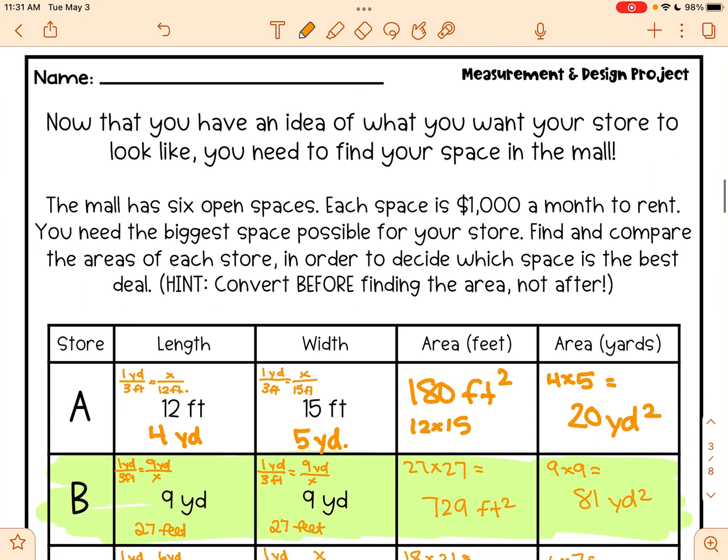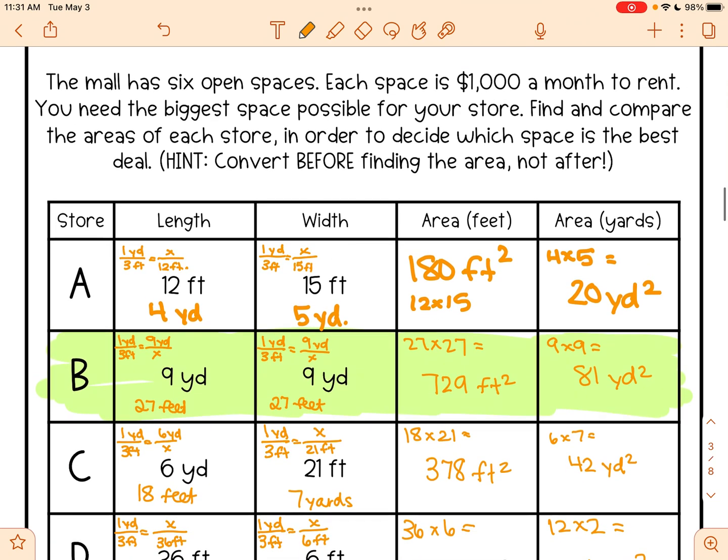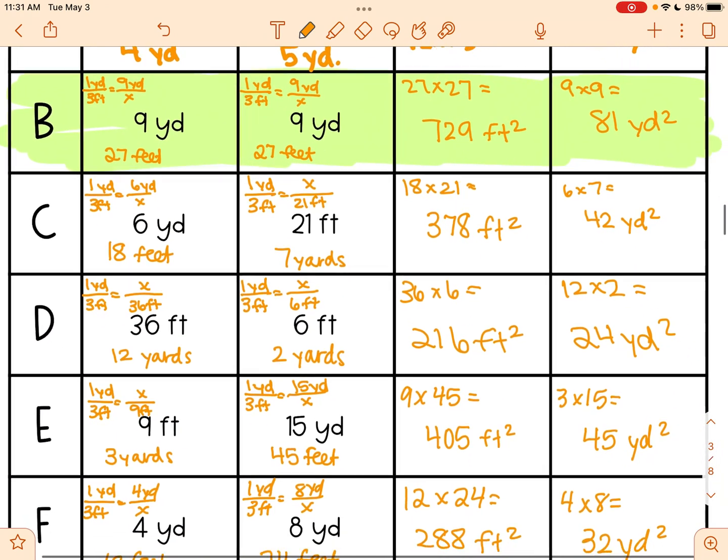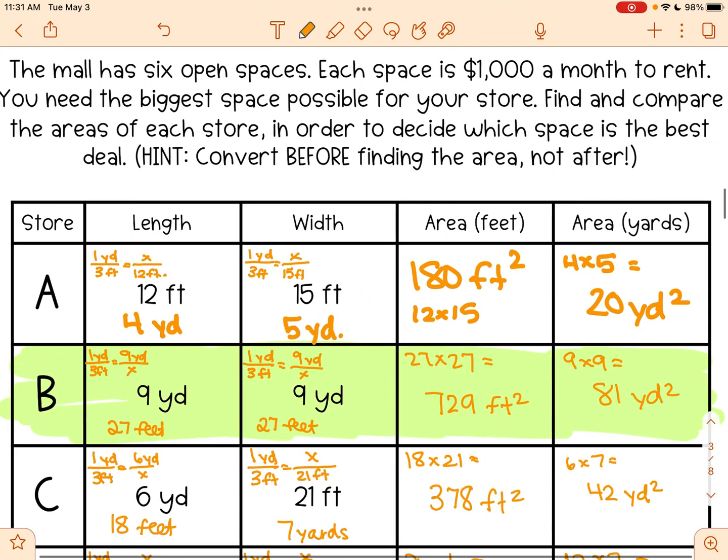Now this second page, if you were here, you should already have it done. It is asking us to figure out which store is the best. If you were in class, we did A, B, and C together. You should already have these answers. If you do not, then you need to fill this out. Okay? You should also have done letters D, E, and F. I'm not going to scroll down because I want you to make sure that you have them done.